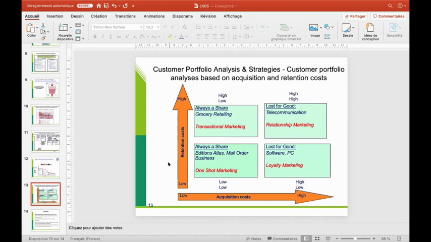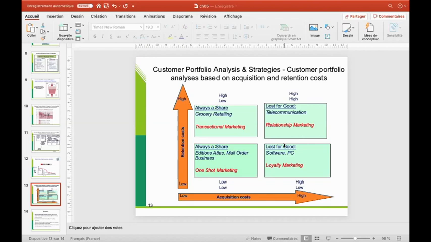Relationship marketing or loyalty marketing does not make sense in all sectors. It makes sense in sectors, as you can see on the right side of this grid, where the retention costs are high and the acquisition costs are high. For example, you remember lost for good markets, or contractual markets, or markets where the cost of acquisition of customers are high. There it really makes sense to establish relationship or loyalty. It means that you base your marketing on long-term, personalized relationships.